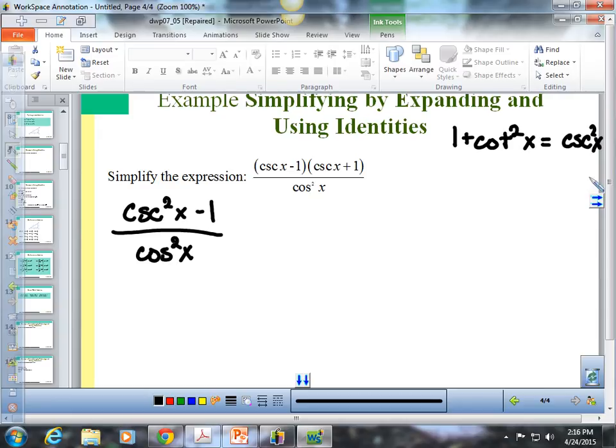All right, well, can we rework that around potentially to get cosecant squared minus 1? Yeah, if we subtracted 1 over here, we'd be left with what? And then over here we'd have? So cosecant squared minus 1 is equal to? Cotangent squared. So cotangent squared x divided by cosine squared x.